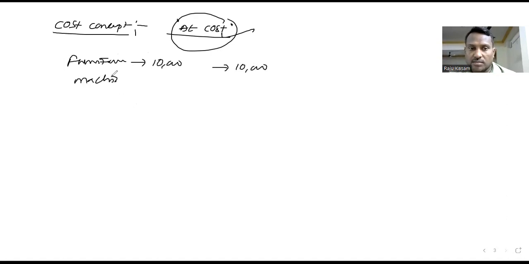Machinery is also important to the business, so 50,000 should be recorded in the accountancy books. Okay, let me take some examples here.